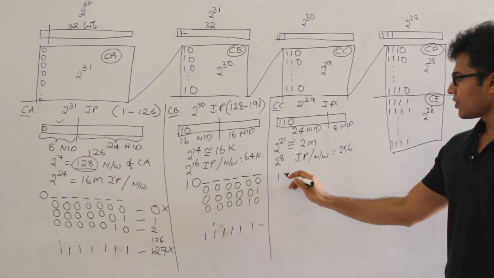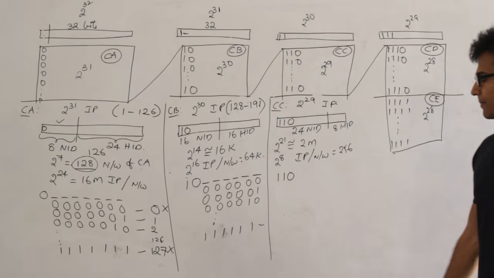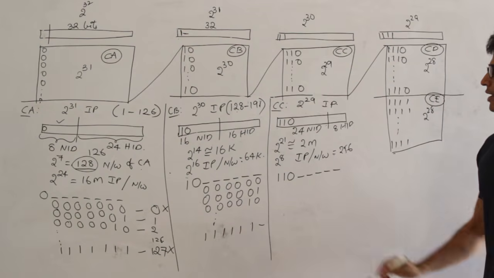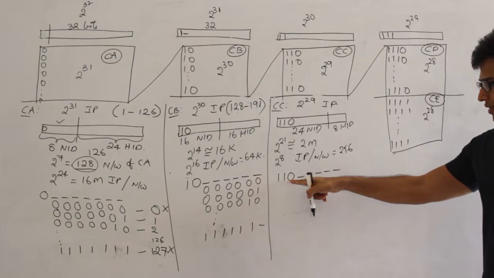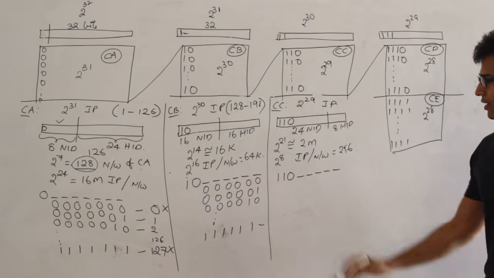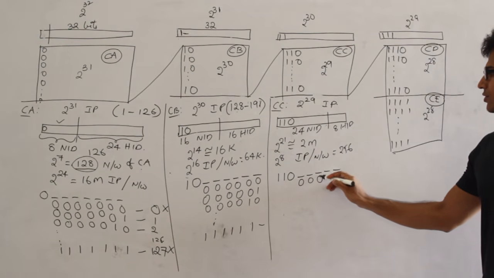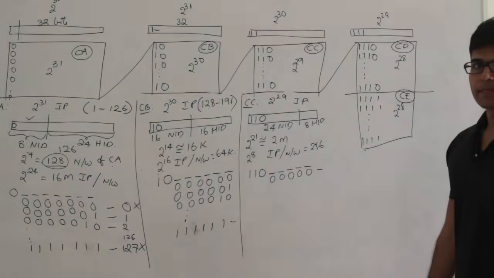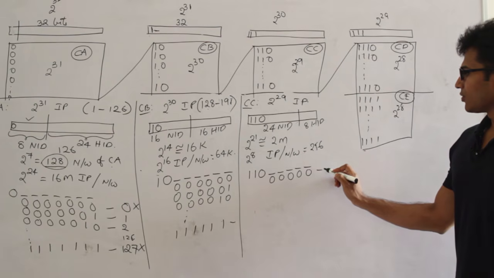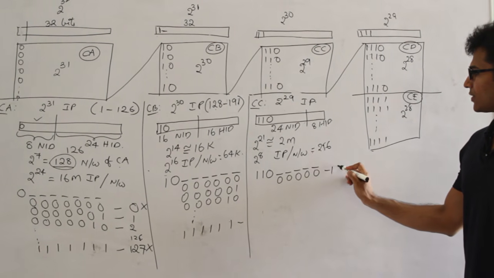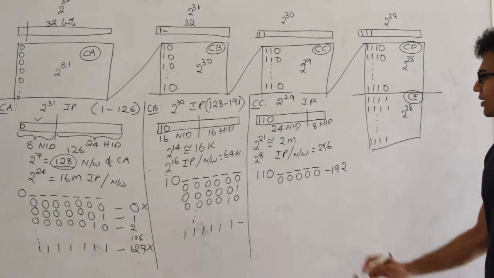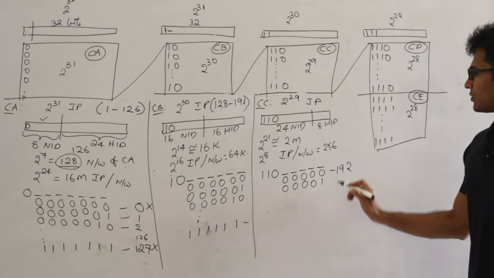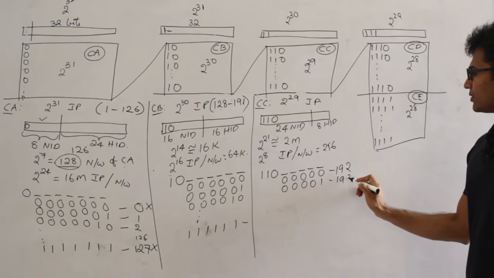Now let's see the range by looking at the first octet. In the first 8 bits, the first 3 bits are already fixed as 110. How many bits are remaining? 5 bits: 1, 2, 3, 4, 5. Out of 8 bits, 3 bits are fixed and therefore we have 5 bits remaining. Then 0, 0, 0, 0, 0. This is 128 plus 64, therefore it is 192. The next one is 0, 0, 0, 0, 1, so it is 193.